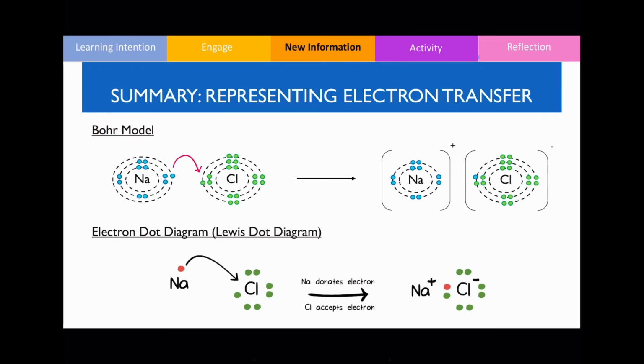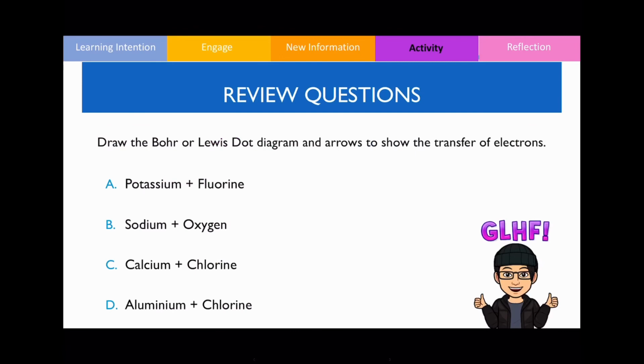On this particular slide over here, this is just a summary of the different ways you could draw the electron transfer process. Remember, there's the Bohr model as well as the Lewis dot diagram. If you have the option, always opt for this option over here because this would be less time consuming. The only questions that I'd like you to do to get extra practice are these 4 questions over here. So have a go, try this in your exercise book and email it to me so I can see how well you're doing.